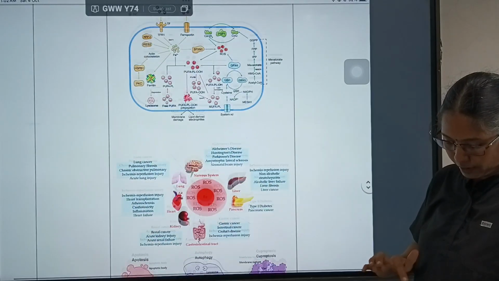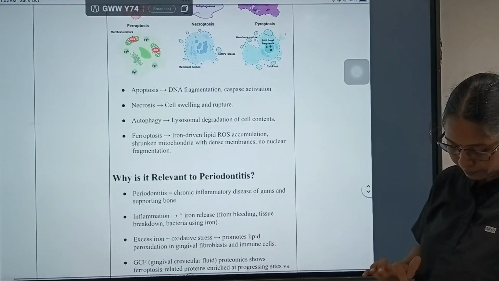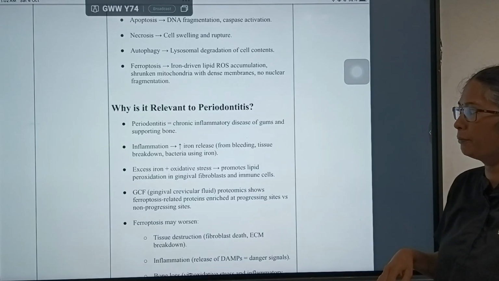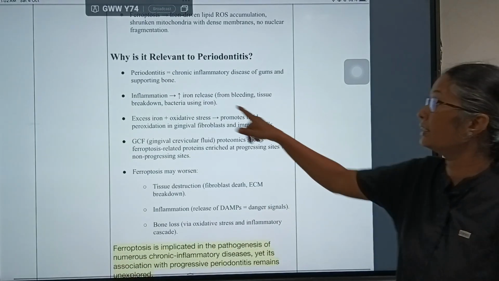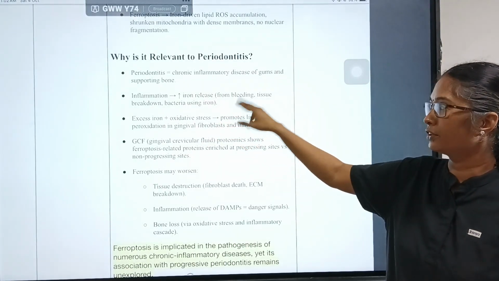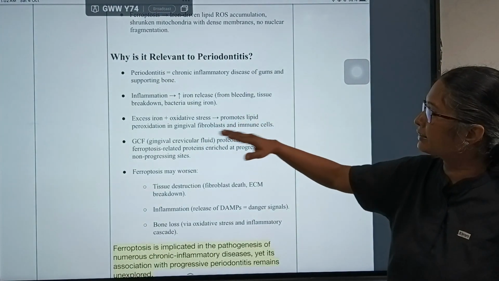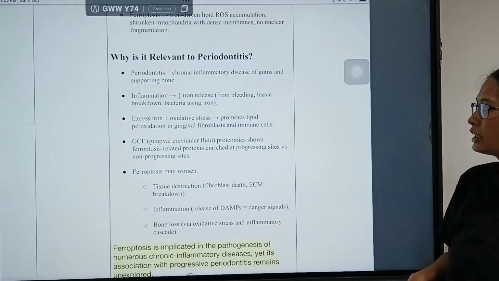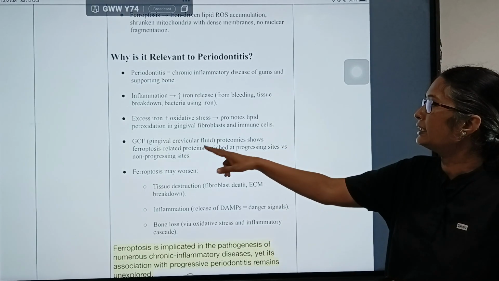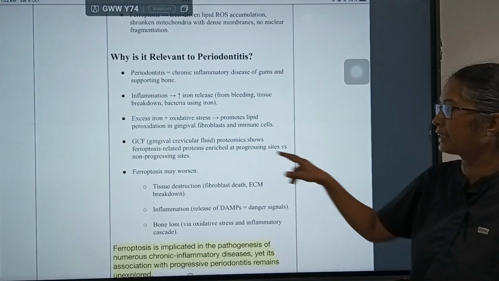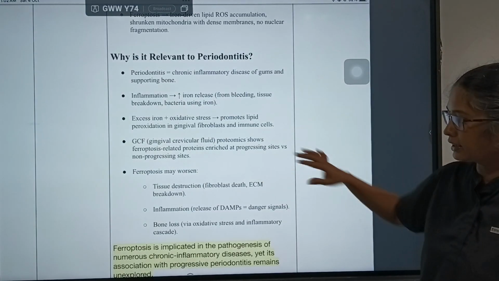So why is it important in periodontitis? Because periodontitis is a chronic inflammatory disease of the gums and supporting bone. Inflammation increases the iron release. How? From bleeding, tissue breakdown, and bacteria using iron. So this is how iron gets increased. Excess iron plus oxidative stress promotes lipid peroxidation in the gingival fibroblasts, and the GCF proteomics shows ferroptosis-related proteins enriched at progressing sites versus non-progressing sites.